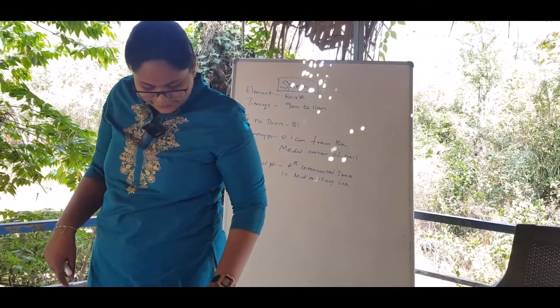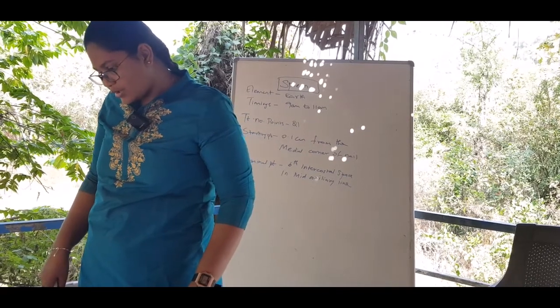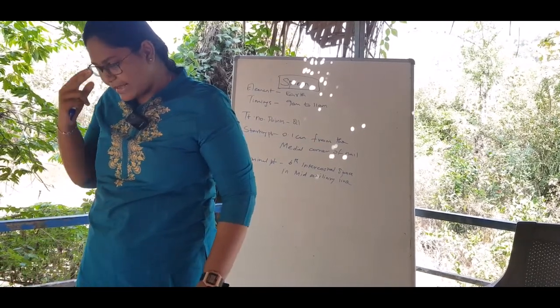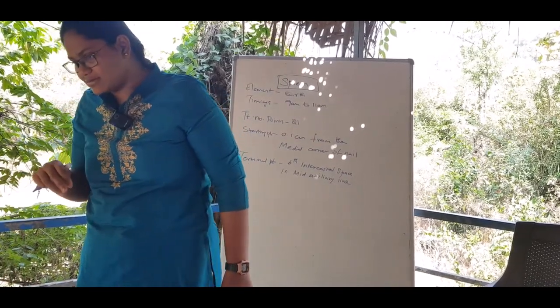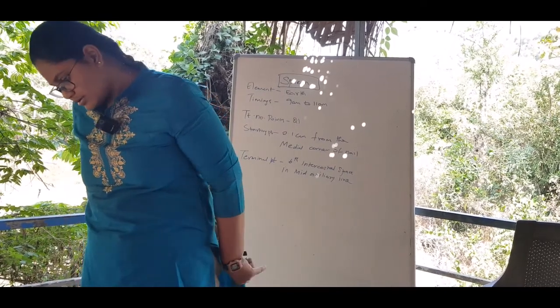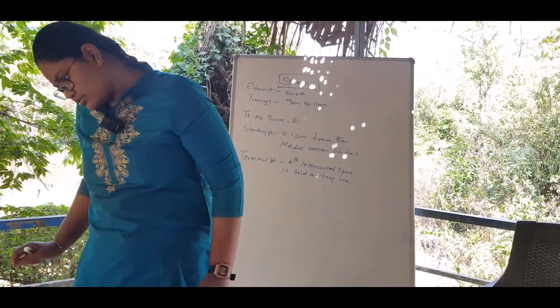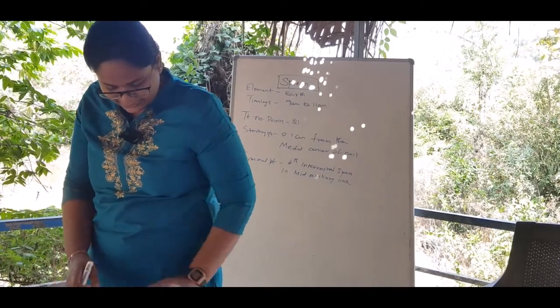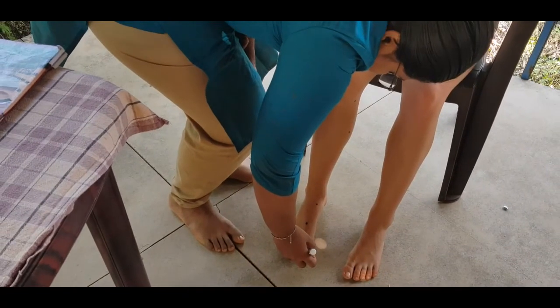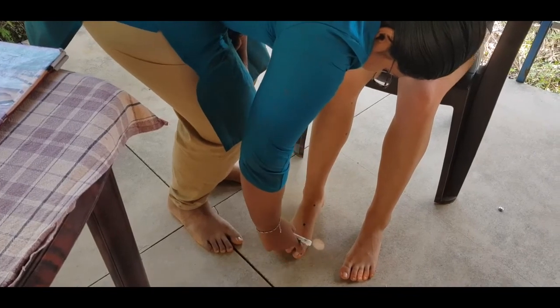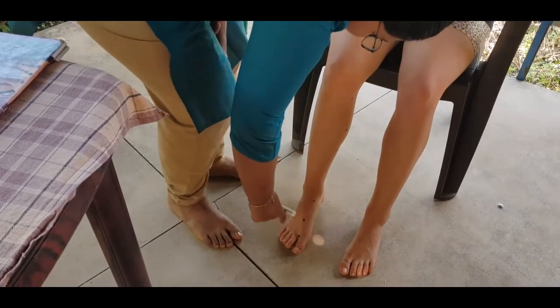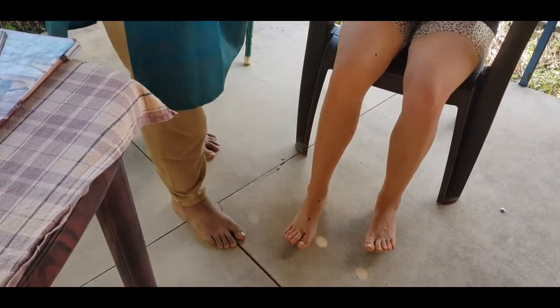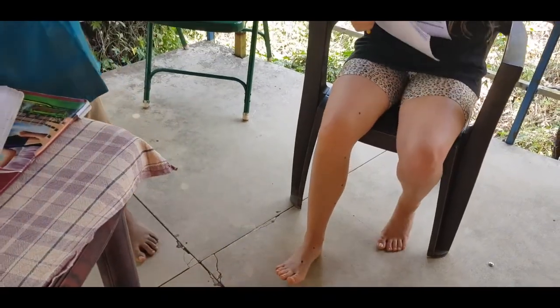But spleen 21 is not on this chart. I will tell where it is located. Lateral to the medial corner of the nail, spleen 1 is located this way. Okay, this is your spleen 1.